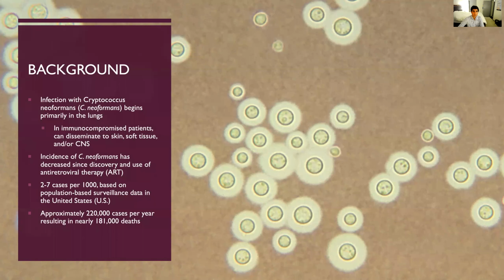Infection with Cryptococcus neoformans begins primarily in the lungs, and in immunocompromised patients, it can disseminate to the skin, soft tissue, and/or the central nervous system. The incidence has decreased since the discovery and use of antiretroviral therapy. There are about 2 to 7 cases per 1,000 individuals based on population-based surveillance data in the US, and approximately 220,000 cases per year that result in approximately 181,000 deaths.